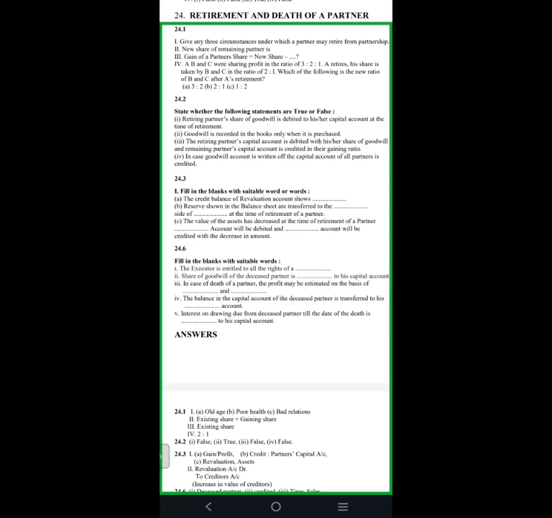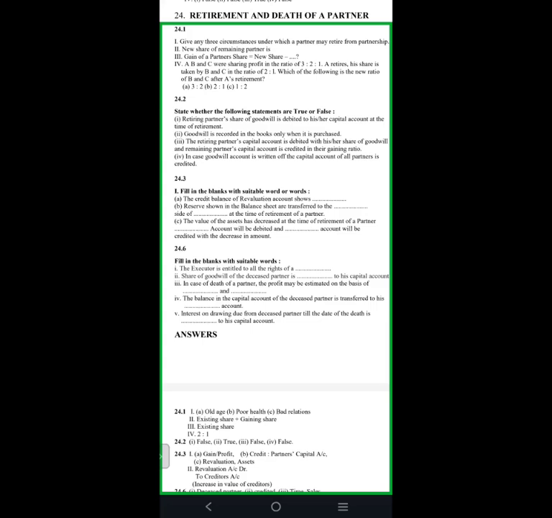A, B and C are sharing profit in the ratio 3:2:1. A retires. His share is taken by B and C in the ratio of 2:1. Which of the following is the new ratio of B and C after A's retirement? 2:1.